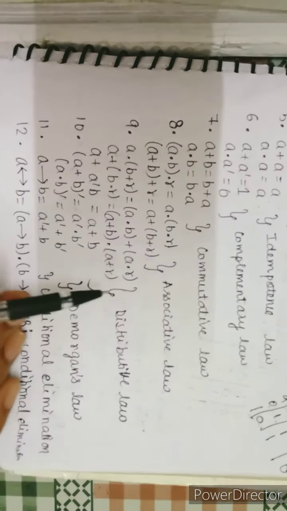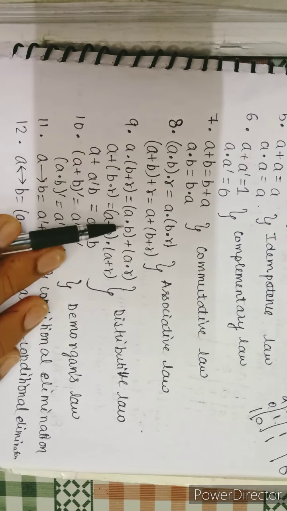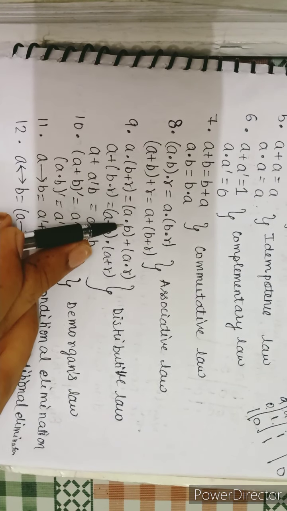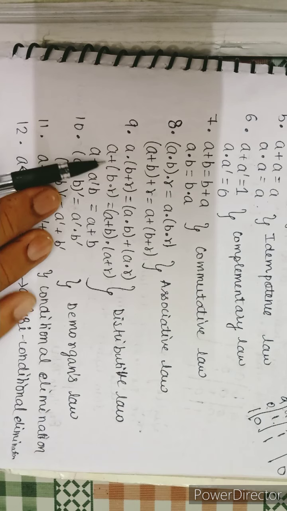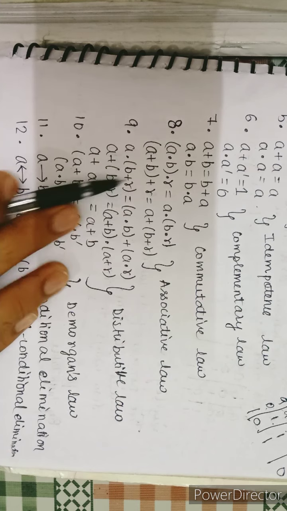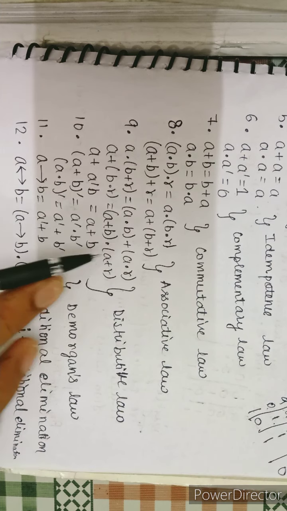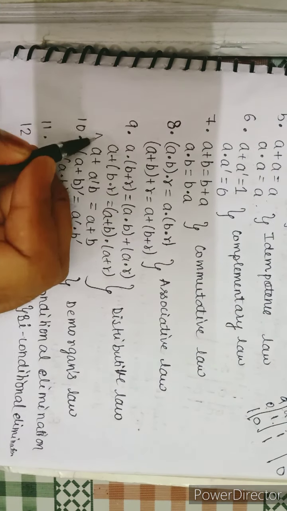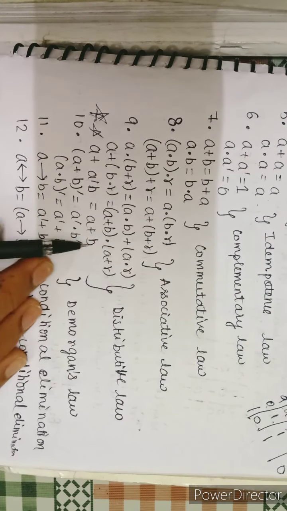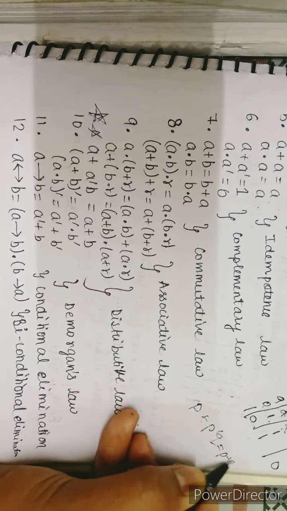Next is distributive law. In distributive law, A dot (B plus C) equals AB plus AC, just multiplying A with B plus C, so A dot B plus A dot C. Next is A plus B dot C. As we have seen, dot is changed to plus and plus is changed to dot. So this is distributive law. And the most important law, which we use most often, is A plus A bar B equals A plus B. It comes like P plus P bar Q equals P plus Q. So this is most important.